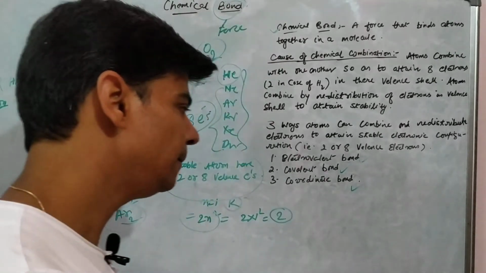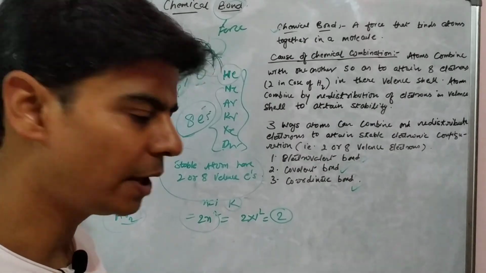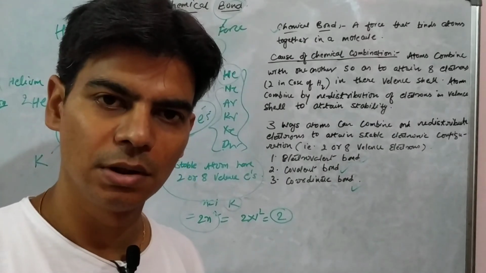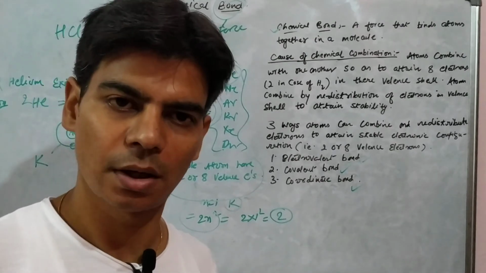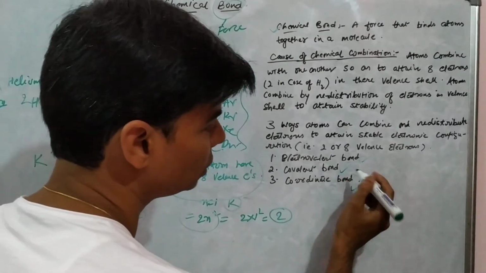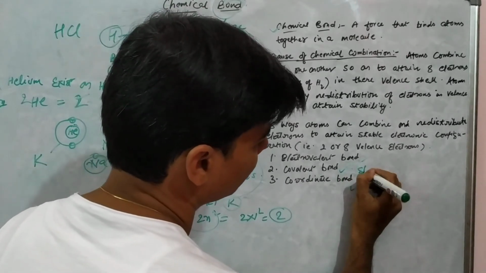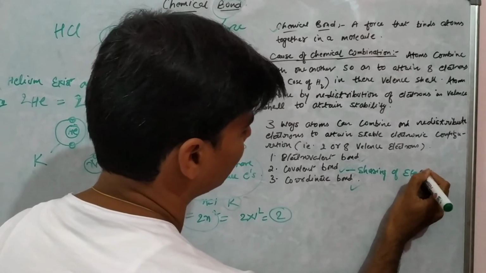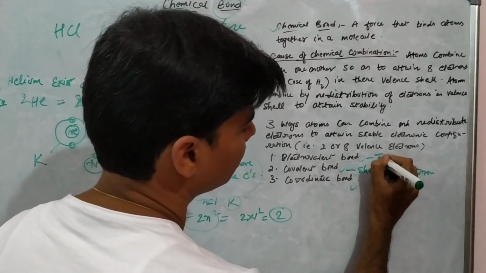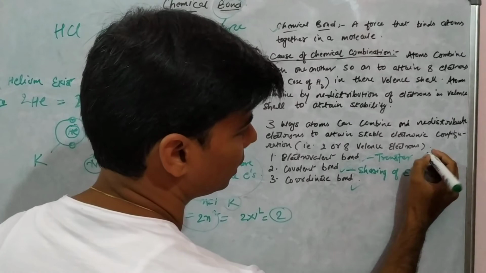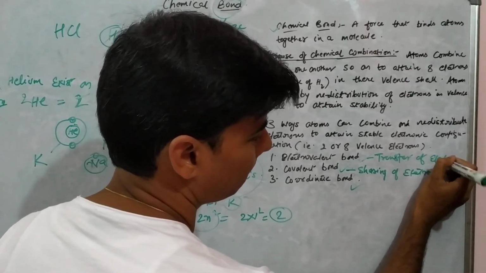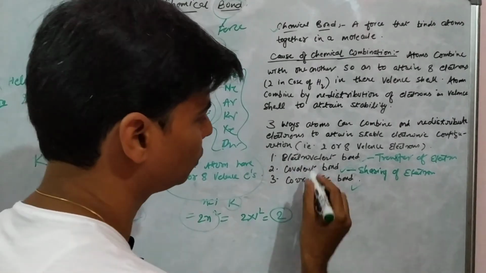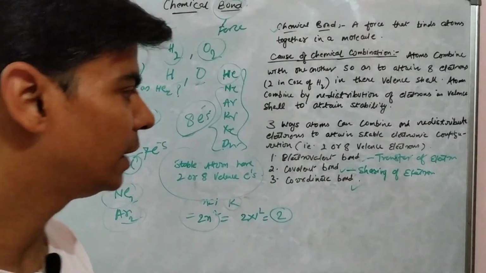Similarly, the second way is, like in case of hydrogen, the combining atoms, right, will share electrons so as to make 2 or 8 electrons in their outermost shell, and that sharing will result in covalent bond. And transfer of electrons from one atom to another so as to attain 2 or 8 electrons in their outermost shell will result in electrovalent bond.